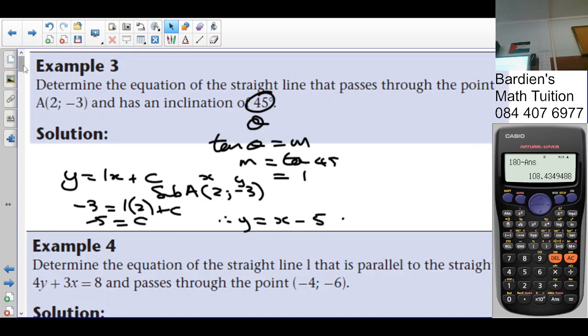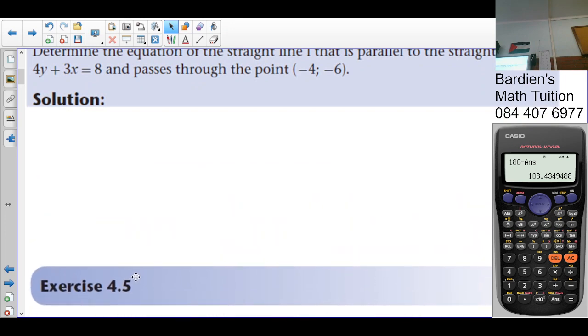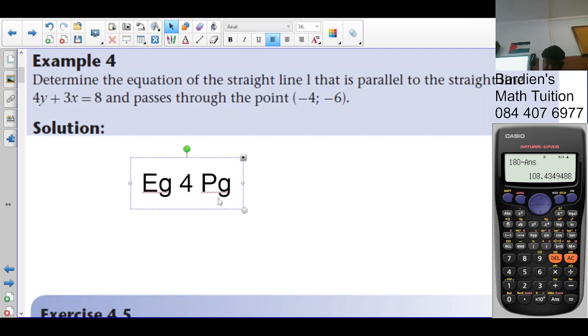In example 3, we spoke about that. Example 4, I didn't do, no? So let's do example 4 on this page. Sorry? Page 98.